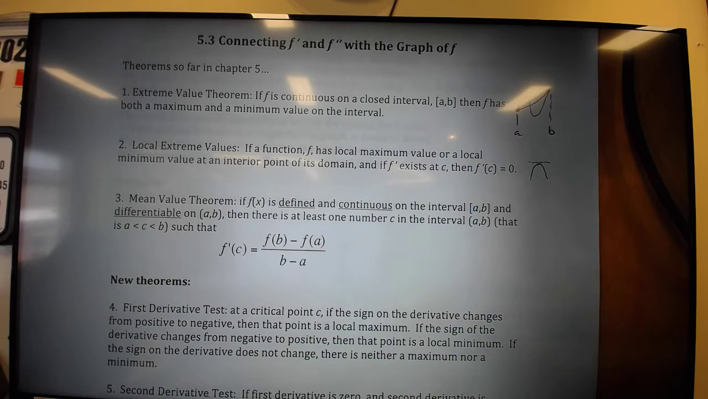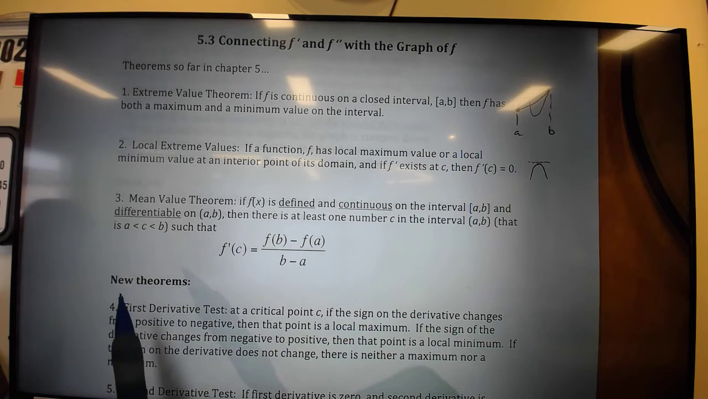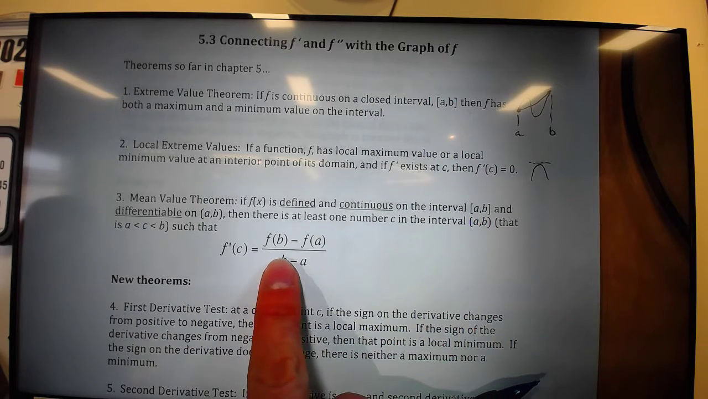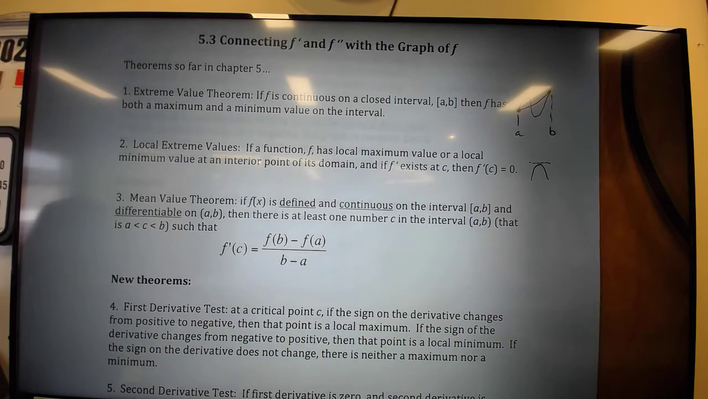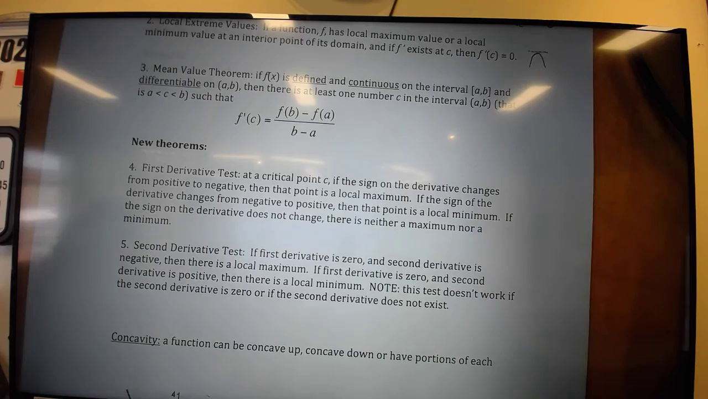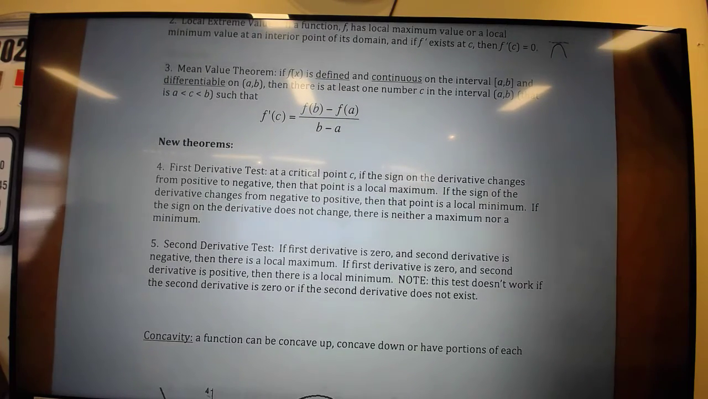So if f of x is defined and continuous on an interval [a, b], and it's differentiable on that interval, then there's at least one number c in the interval, a is less than c, which is less than b, so c is between a and b, such that the derivative at that point has to equal the slope of the secant. So this was our last lesson, okay? Then we move into new stuff. So we talked a little bit about this, but we didn't actually talk about the theorem.